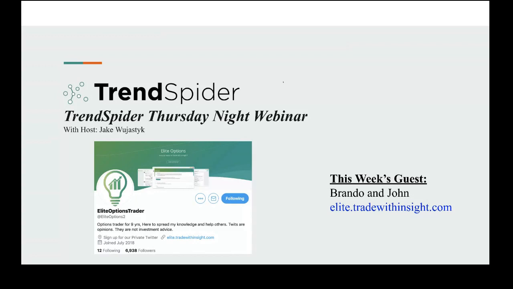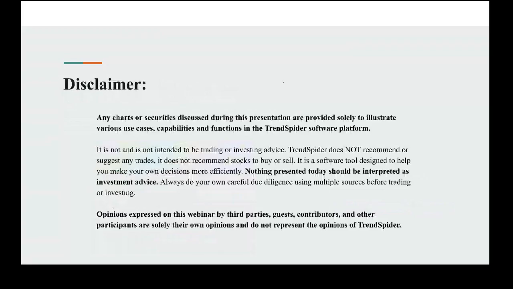Before we get started, as always, we're going to go through the quick disclaimer. Nothing that we're going to talk about today is aimed at providing advice, buy or sell signals, anything like that. This is simply to go over some of the features on TrendSpider, as well as go over the broad markets into tomorrow, and learn a little bit about trade with insight.